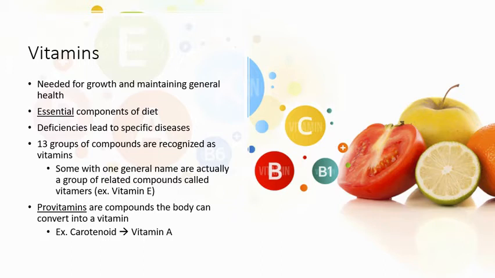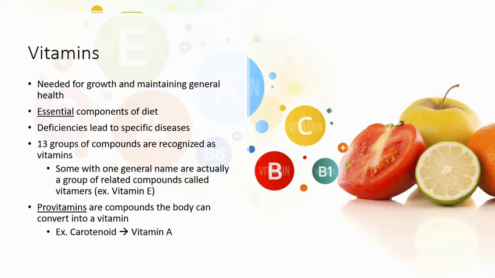Let's focus on vitamins first. Vitamins are needed for growth and maintaining general health. They are an essential component of the diet. That means that for most vitamins, our body isn't producing them. We actually need to get them from our foods. Deficiencies lead to very specific diseases.